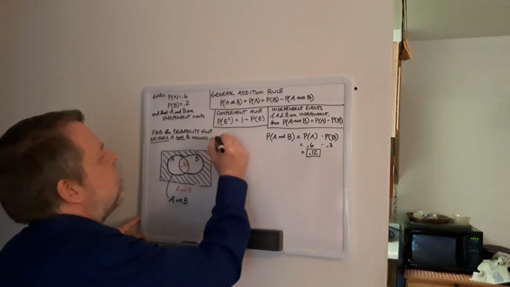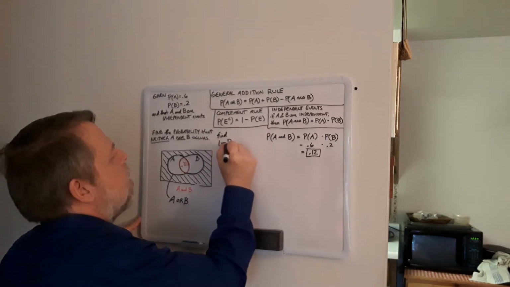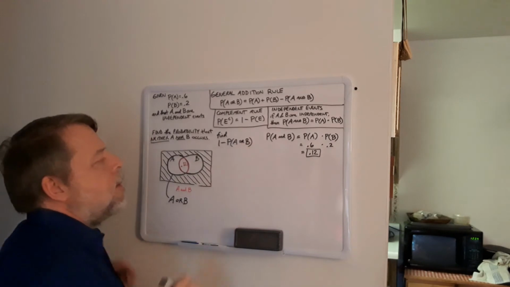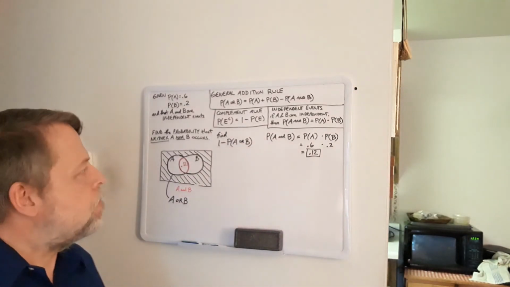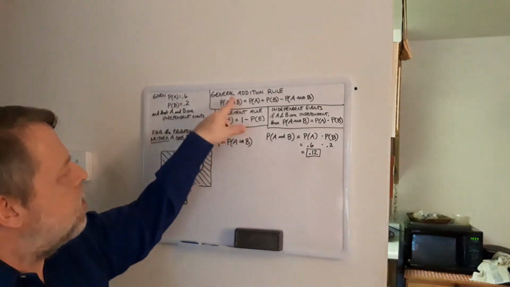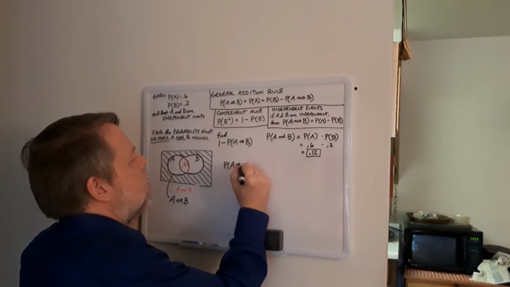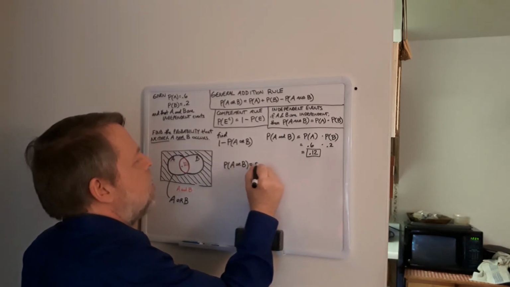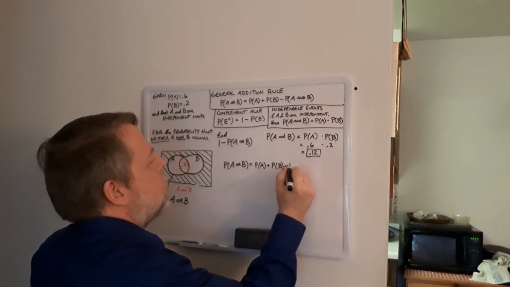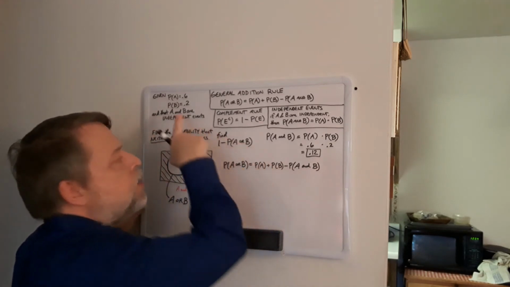So I really want to find 1 minus the probability of A or B, and that will give me my solution. Okay? So we've now got to figure out what is the probability of A or B. Go to the rule. The probability of A or B is the probability of A plus the probability of B minus the probability of A and B. So let's plug in.